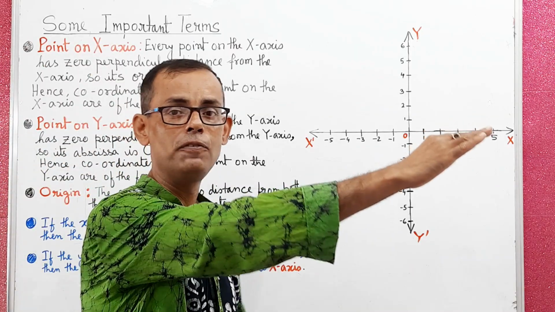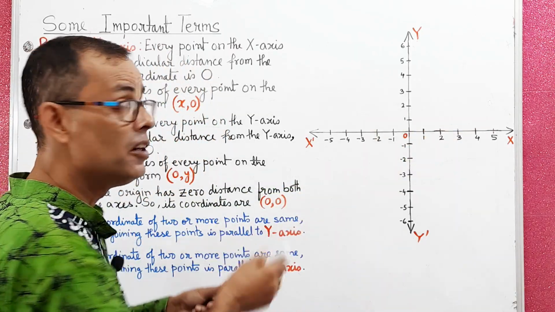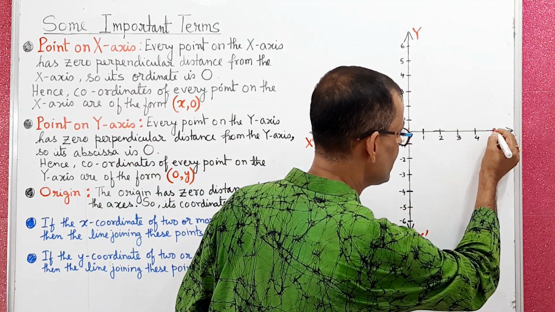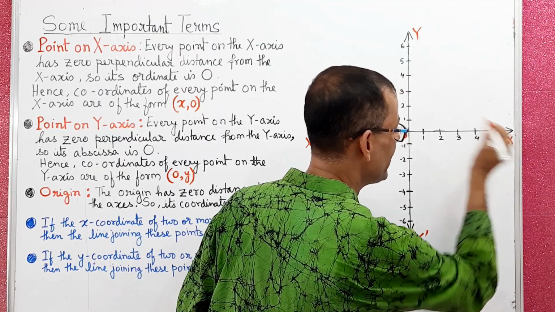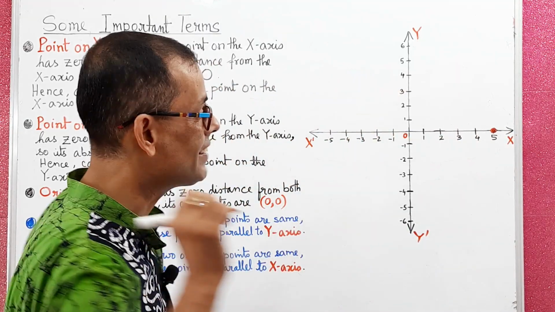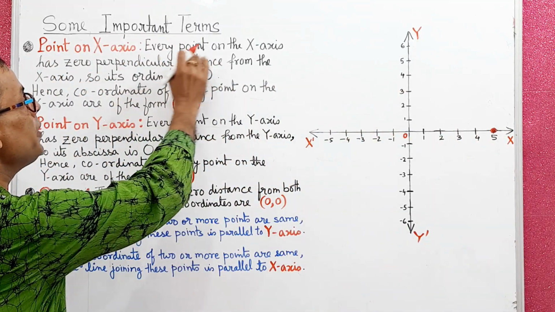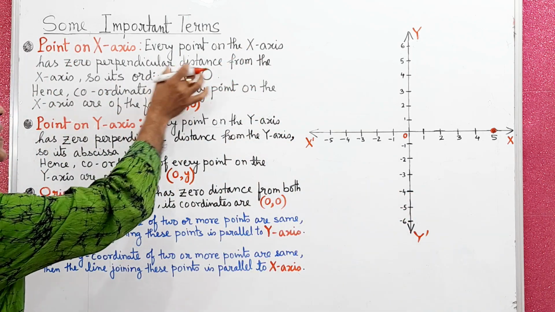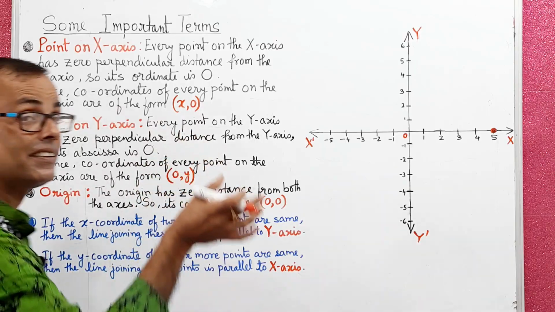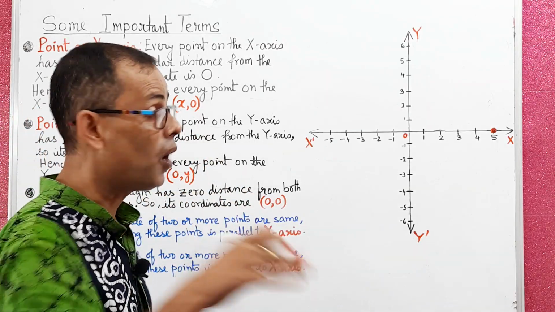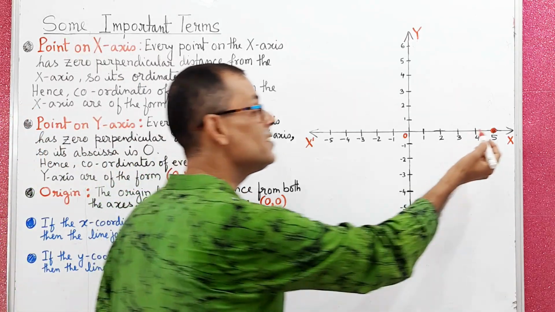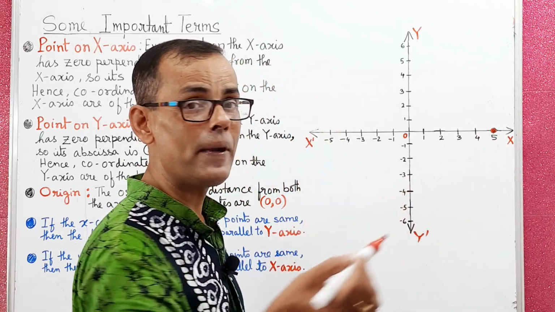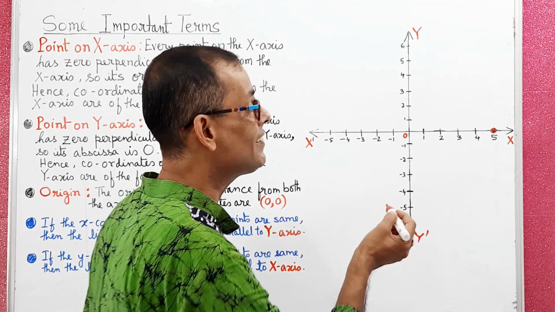Any point if you take it on the x-axis. For example, suppose here I am drawing one point. This is one point on the x-axis. Every point on the x-axis has zero perpendicular distance from the x-axis. Zero perpendicular distance from the x-axis means, suppose this is the point.